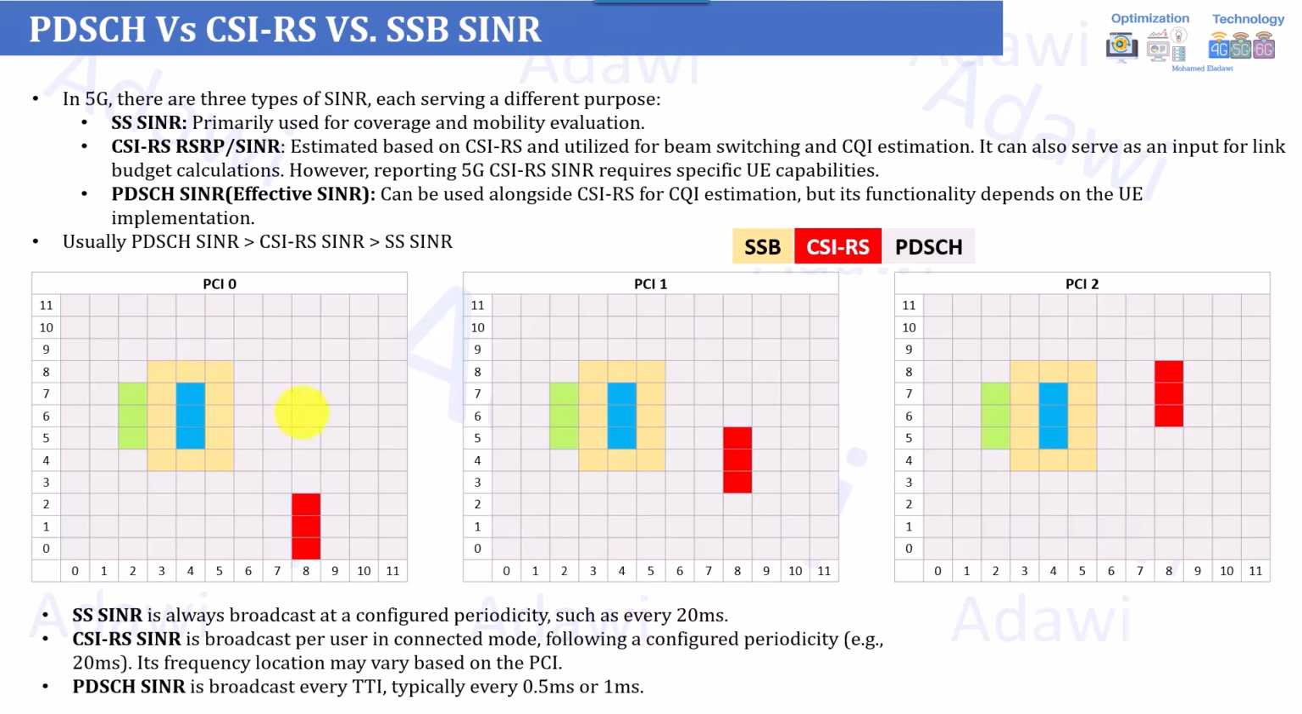But yeah, this is the main difference between all of them, and these are the requirements and different purposes of the different SINRs we have in 5G. While in 4G, if you remember, it was mainly based on the reference signal measurements. We used to have only one SNR information. And that's all about today's video.